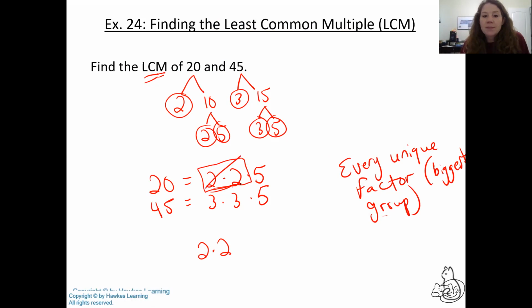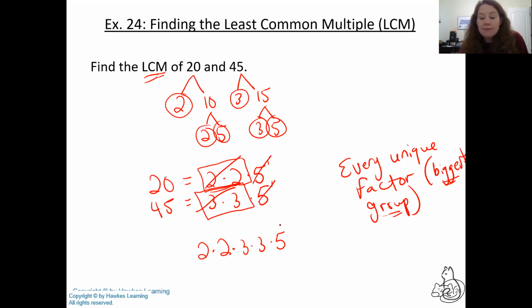They're not gone. Now 3 is a unique factor, and I need the biggest group of 3s. So there are 2 of them. So I'm going to use both of them, and now I've used those. Now 5 is a unique factor. Both numbers have a 5. The biggest group, each of them only has 1 five. So I'm going to use 1 five. And since that's the biggest group, it represents all 5s.